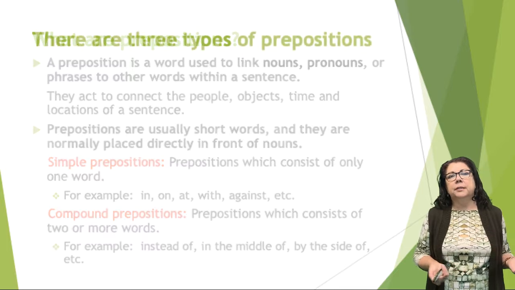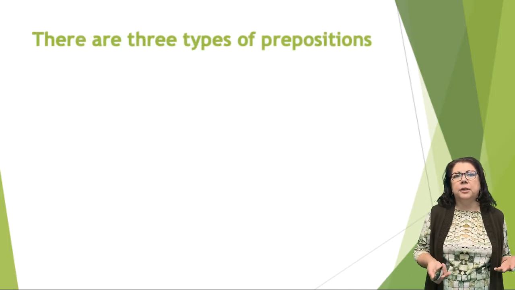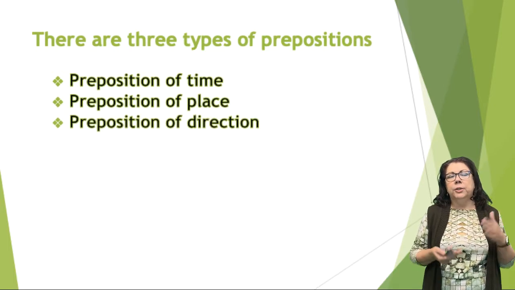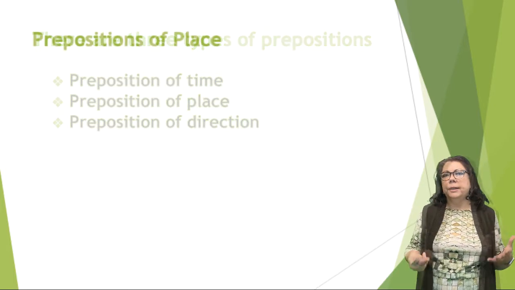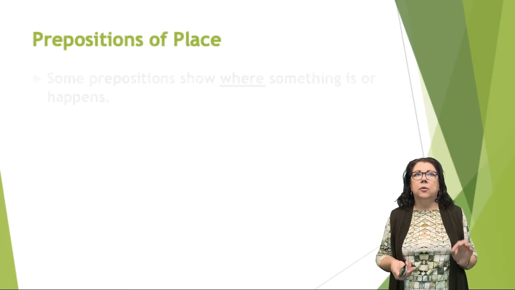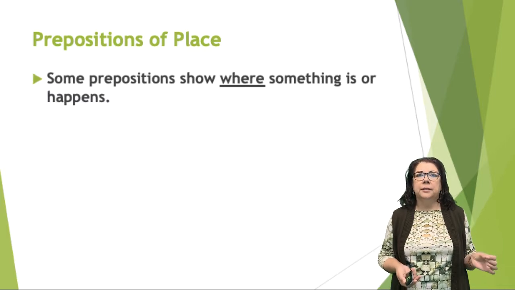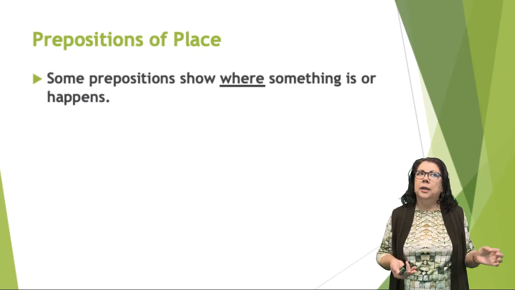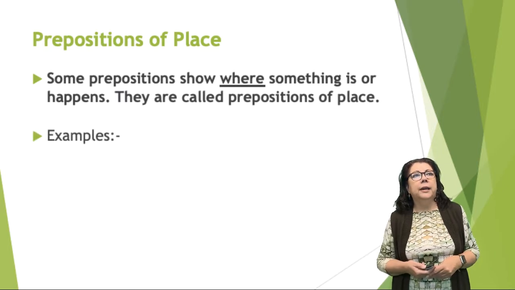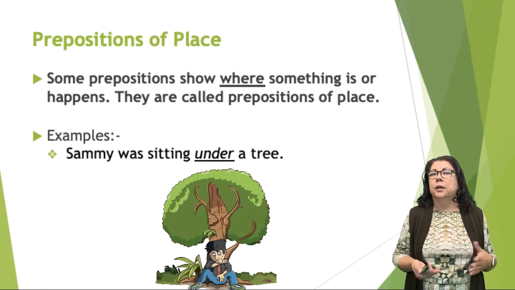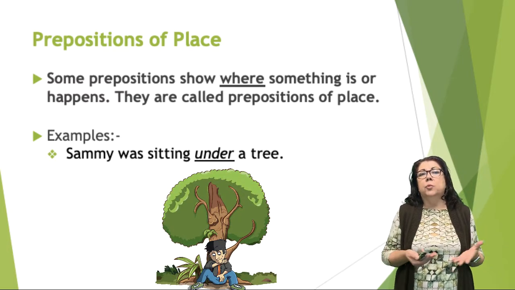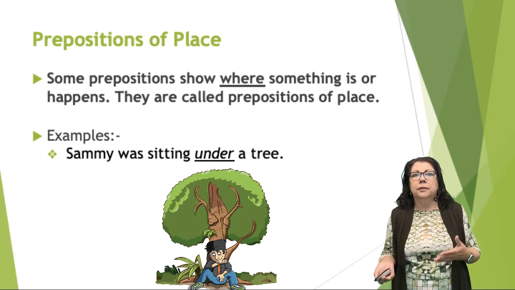Now, there's three basic types of prepositions to be mindful of: prepositions of time, place, and direction. So what do each of these prepositions do? When we say place, what we mean is that these prepositions are going to show where something is, right? A place, where. And they are called prepositions of place. So for example, we have Sammy was sitting under a tree. Okay, under is a preposition of place telling us where was he sitting, under a tree.